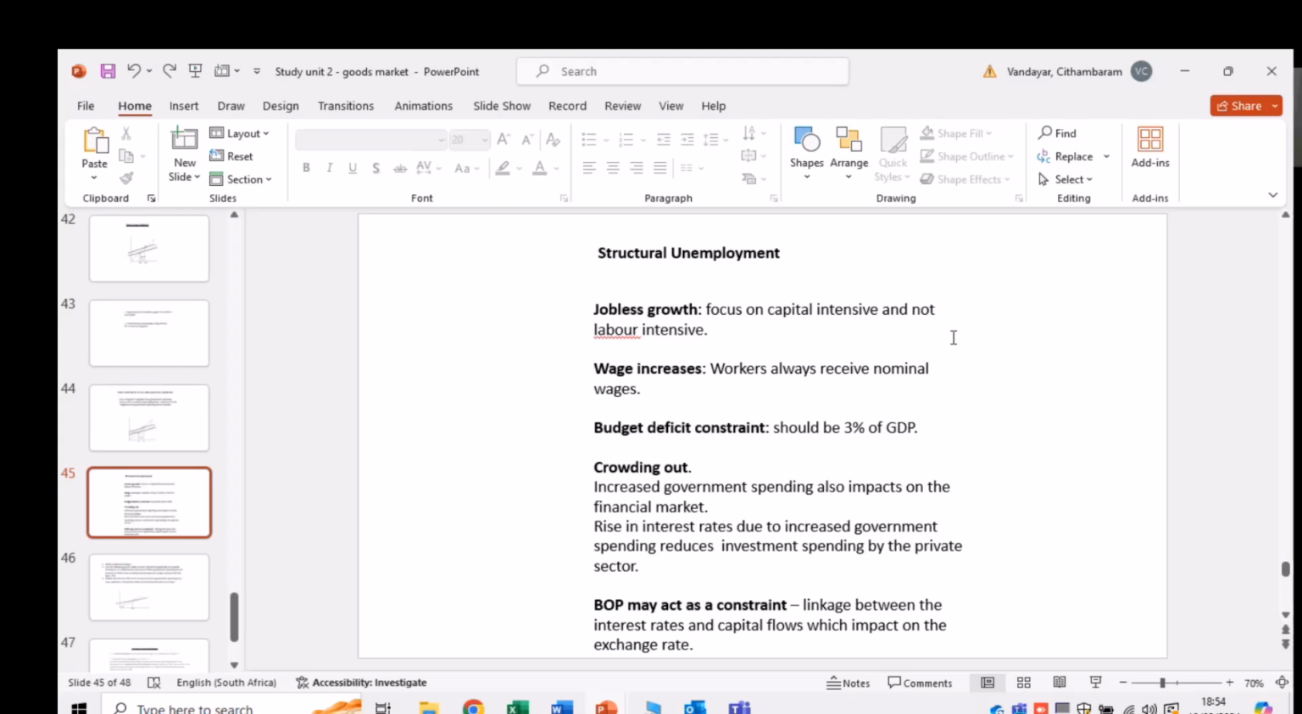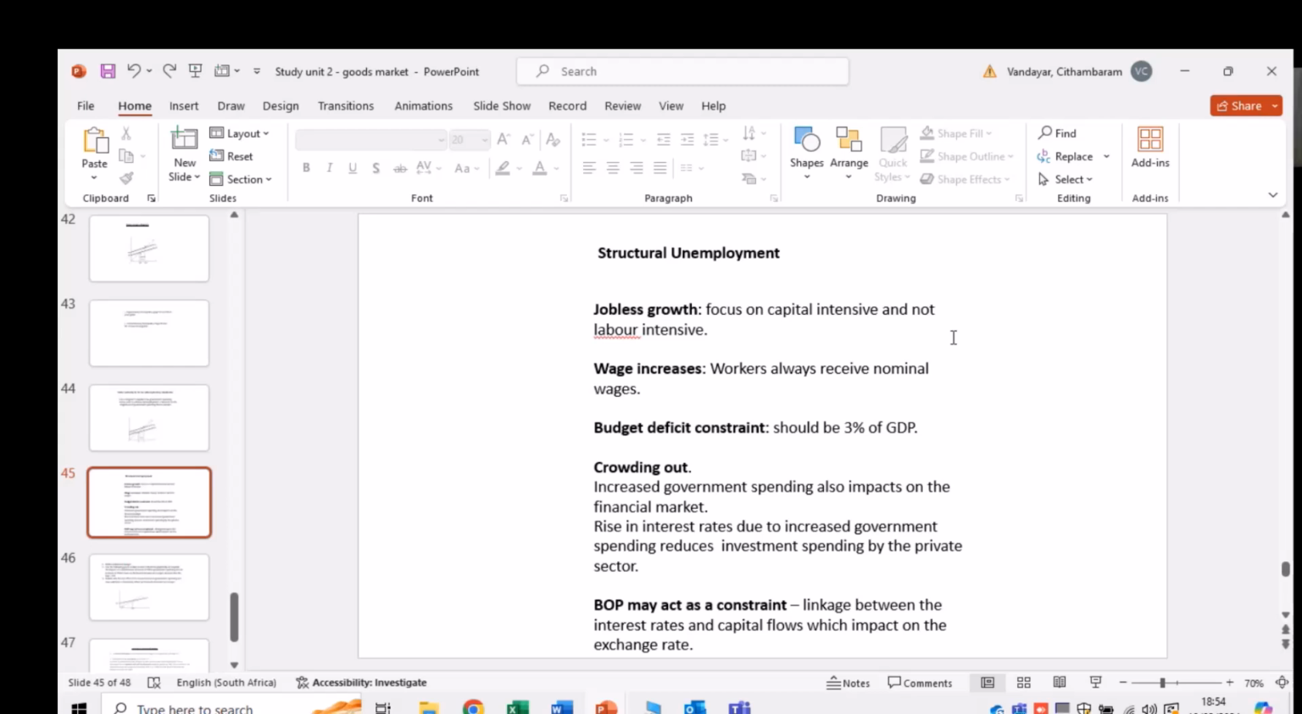Then we have your budget deficit constraint. Your budget deficit should be 3% of your GDP. In other words, you can't spend more than 3% of your GDP. If your GDP is 10 billion, your spending must not be greater than 3% of that. There's a budget deficit constraint.